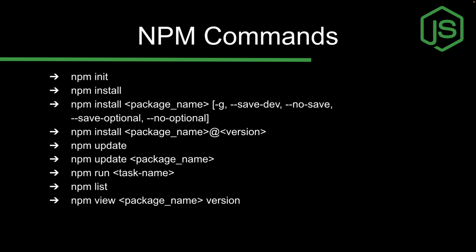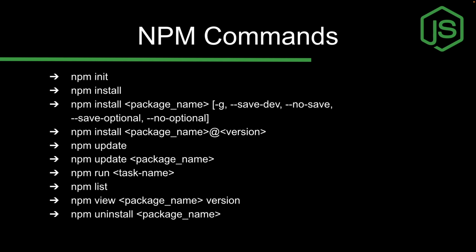Next is the npm view package name version. Suppose you want to view the version of a specific package, in that case you can use the npm view package_name. You can provide the package name and then you will provide the version. So it is going to give us the version.